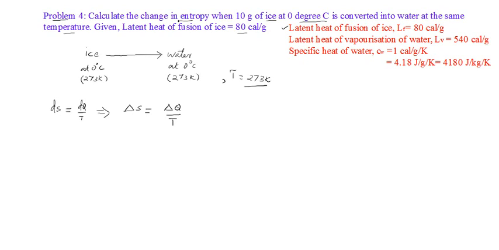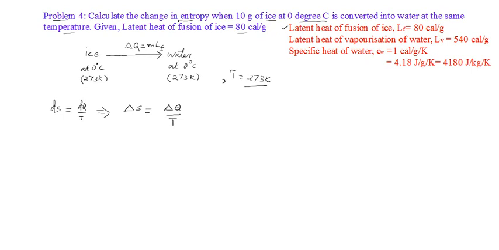In order to get this, delta Q is the amount of heat that has been absorbed by the system for the phase transition. And this delta Q can be expressed in terms of the latent heat of fusion of ice. So that is equal to M into LF, because LF is equal to delta Q, the heat required per unit mass for the phase change to occur. So delta Q equals M into LF.